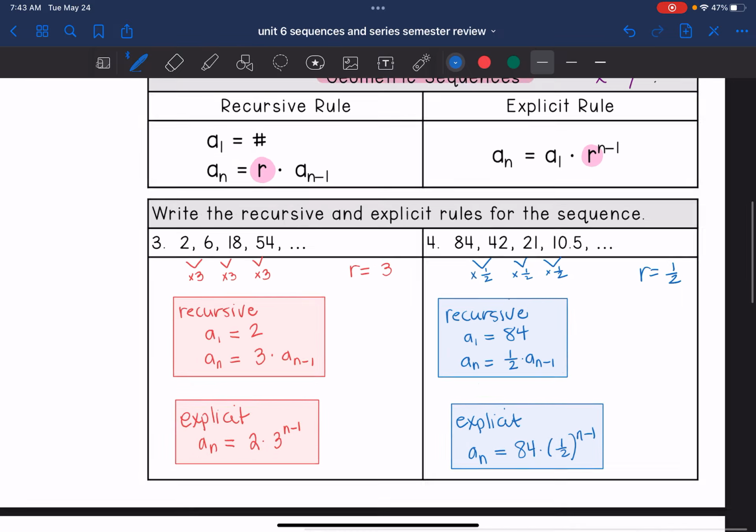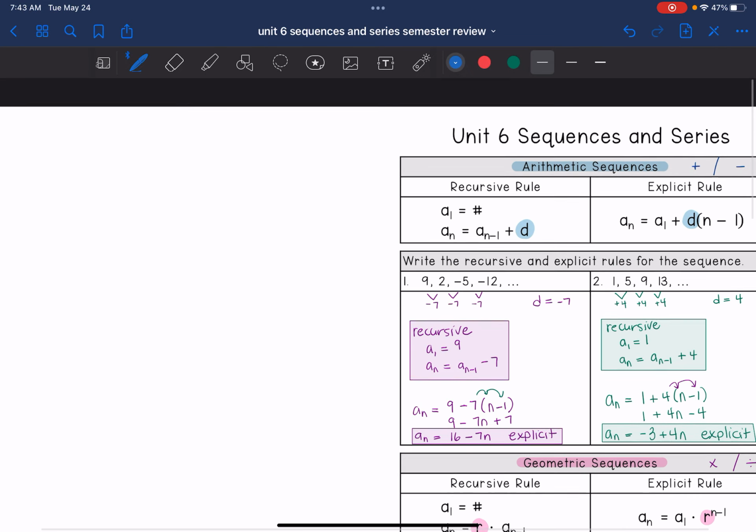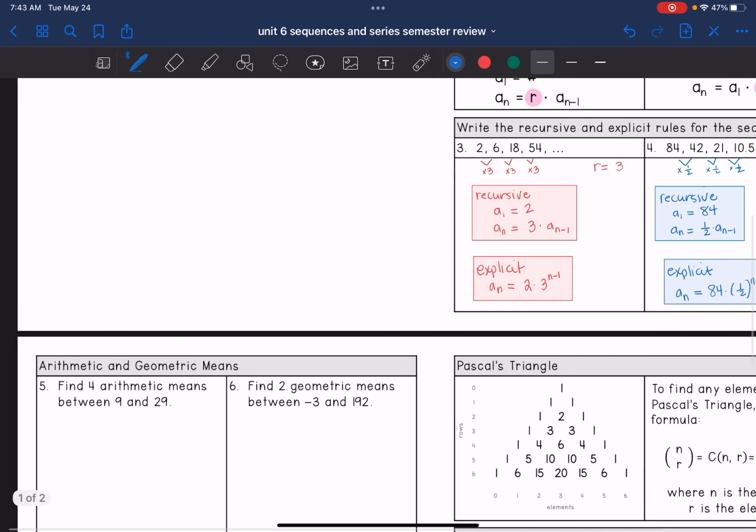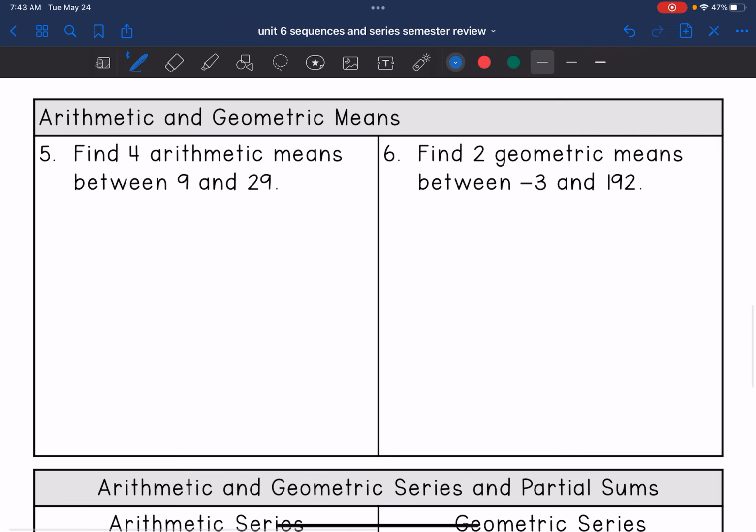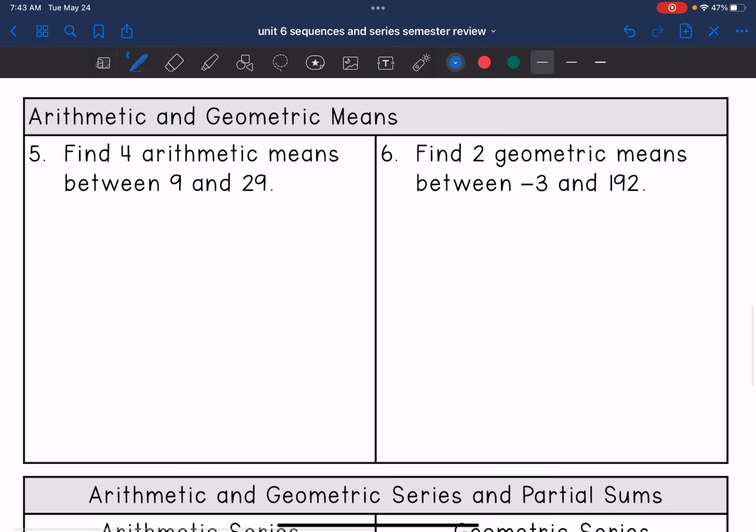Okay, so that's really the basics of the two types of sequences that we talked about. The other thing with these sequences is you need to know how to find some of these missing terms. So arithmetic and geometric means. Number 5, find 4 arithmetic means between 9 and 29. So 4 arithmetic means between those two numbers.